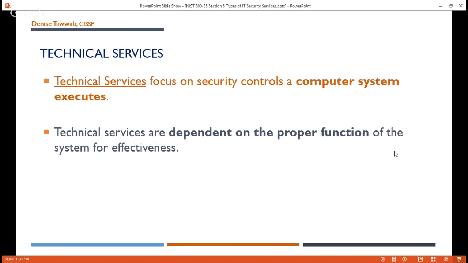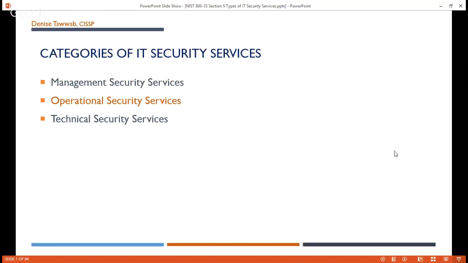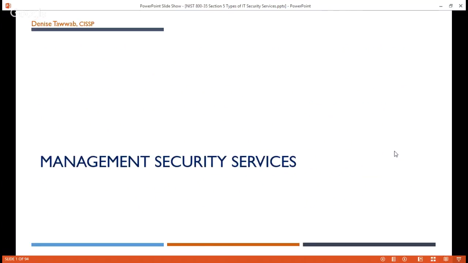And then finally, you have technical services. These are the services that focus on security controls that a computer system executes. And these services depend on the proper function of the system to be effective. So your system has to be working properly for these particular services to be effective. Again, the categories of IT security services are management, operational, and technical. So let's look at management security services and what falls under that.